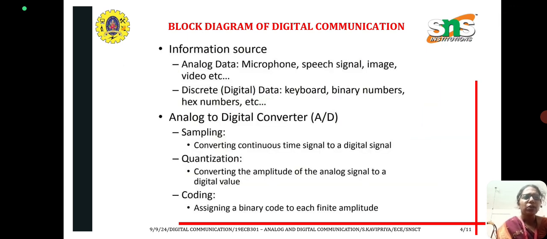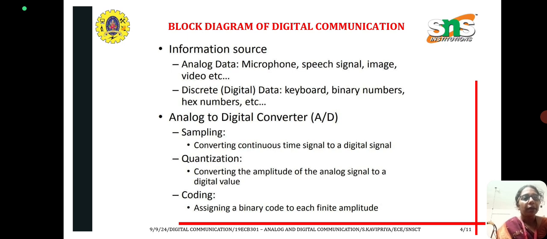So the information source can be analog data or it can be digital data. Analog data sources are microphone, speech signal, image, video, etc. Whereas digital data will be sent through the keyboard, or it can be binary numbers, or hexadecimal numbers. So the next block is the analog to digital converter.